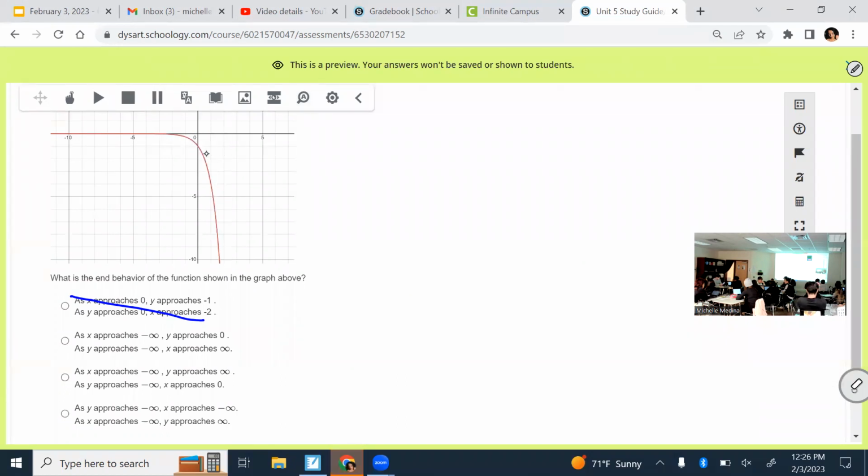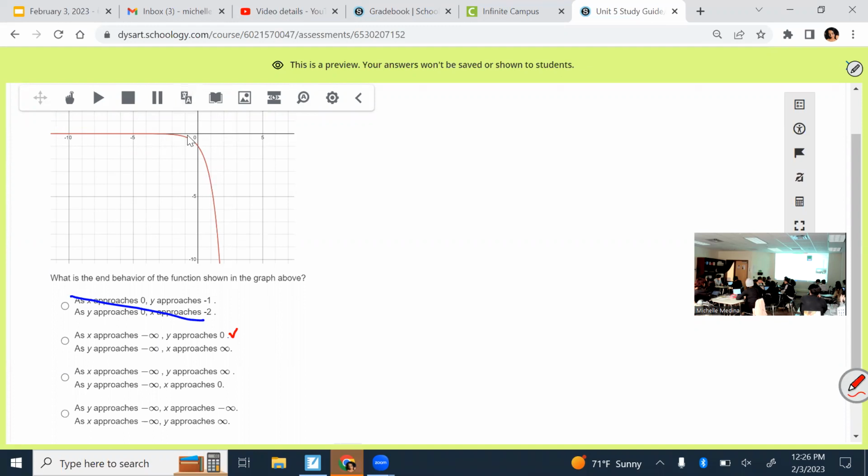On the next one, it says, as x approaches -infinity, so as it goes to the left, right here where my mouse is, y approaches 0. So is this also where y is 0? So it might be that one. Let's see if the rest of it is right. So far that looks good.